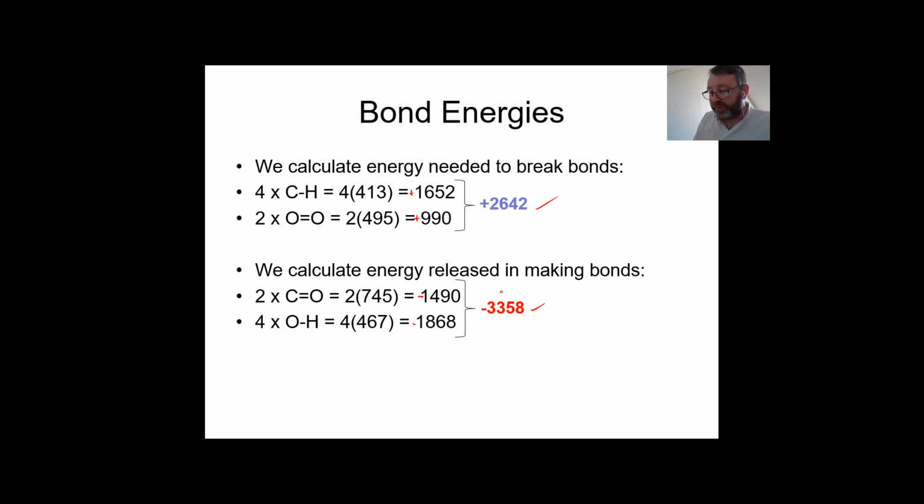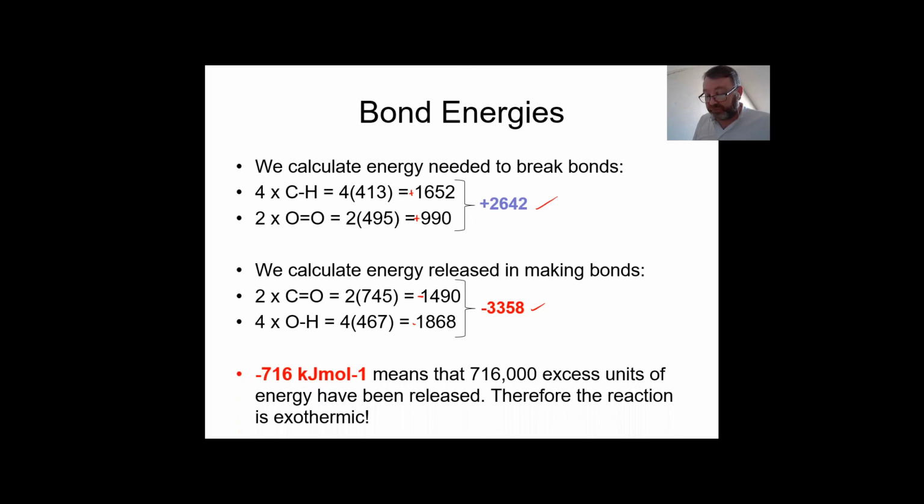So you'll notice there is an excess of energy released to the system. So this is most definitely going to be an exothermic reaction. And in fact, from these very simple calculations, we notice that there's an excess of minus 716 kilojoules of energy, which means 716 kilojoules of energy have been released. So this is going to overall be an exothermic reaction because the release of energy is greater than the energy required to break all bonds.